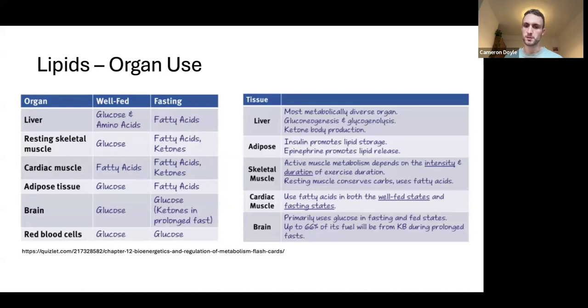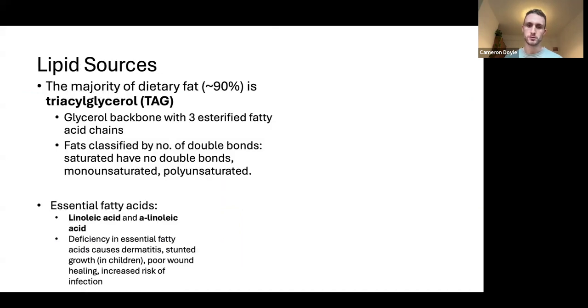This is just a bit more about organ use. Okay, lipid sources. The majority of dietary fat, about 90%, is triacylglycerol, which is a glycerol molecule backbone with 3 esterified fatty acids added to it. These esterified fatty acids can be classified based on the number of double bonds. So saturated fats have no double bonds, and then you have monounsaturated and polyunsaturated.